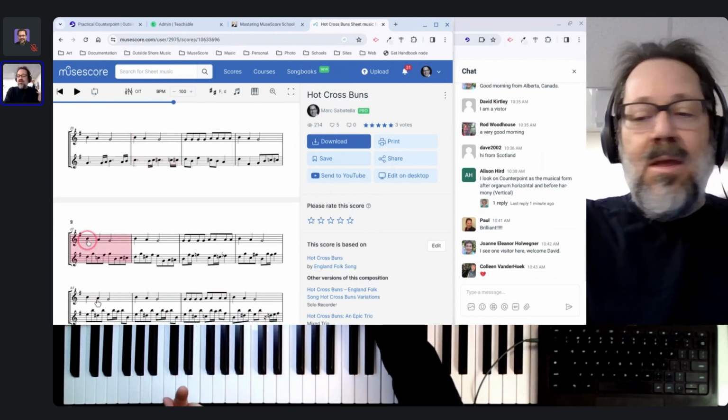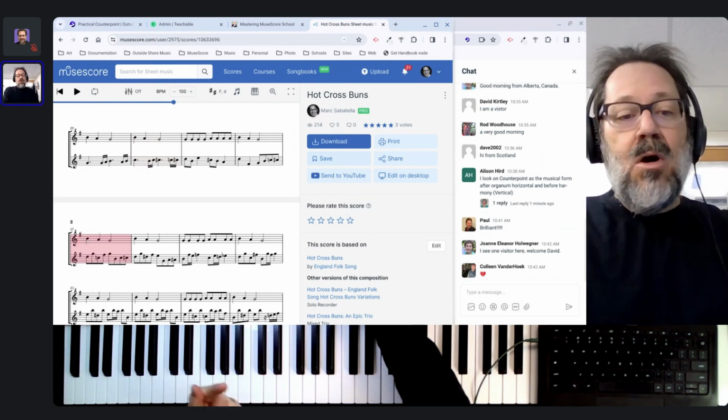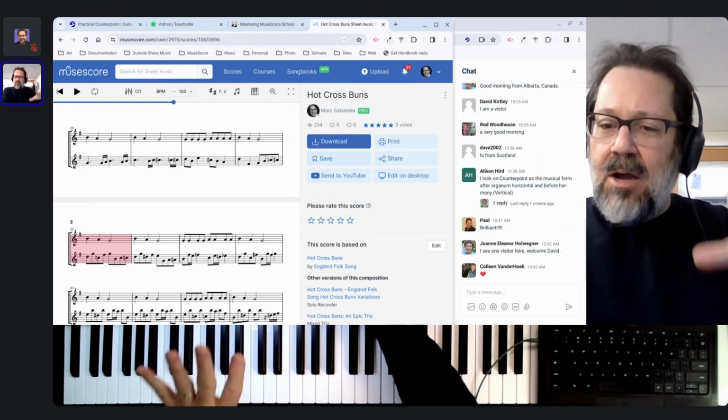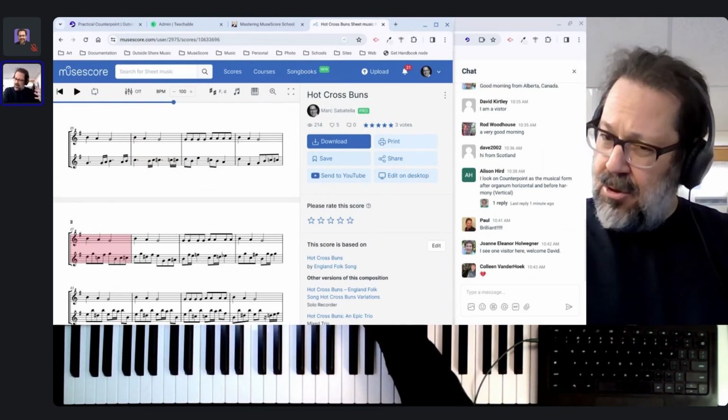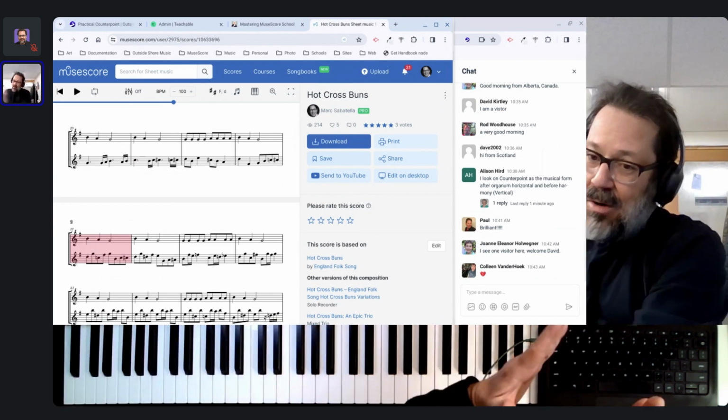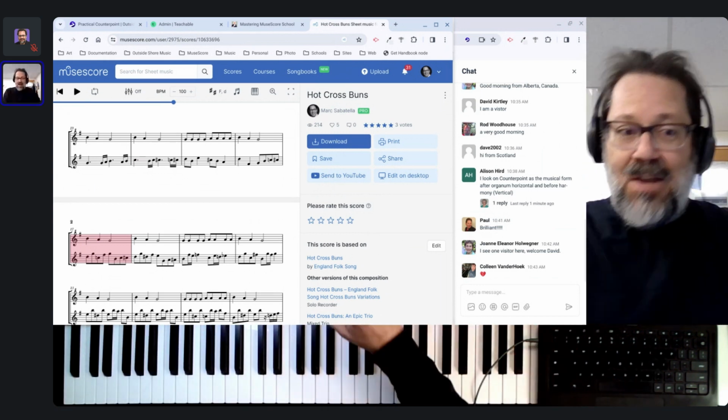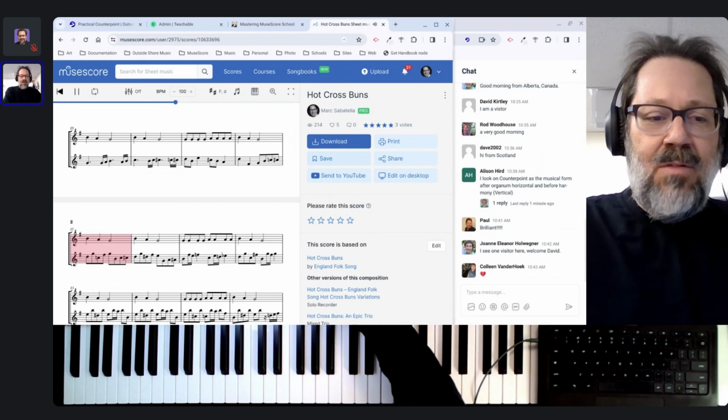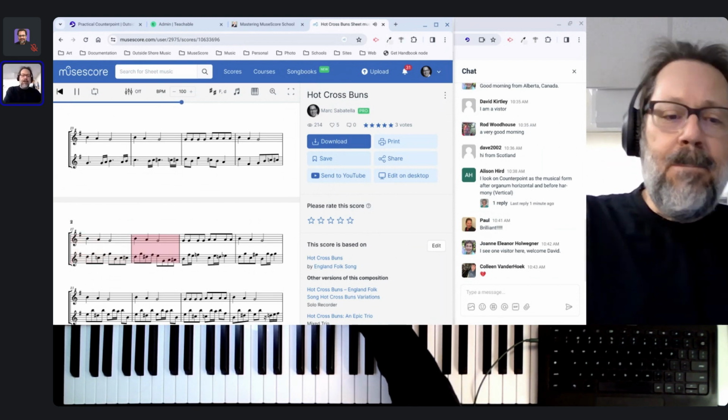This now is the point at which it becomes the most contrapuntal. Now we're at the major counterpoint end of the spectrum.